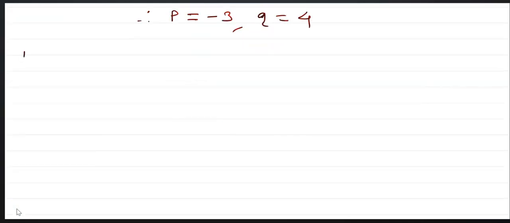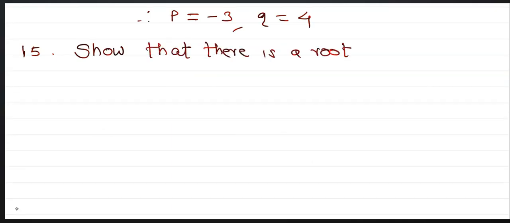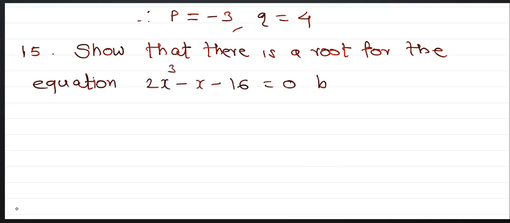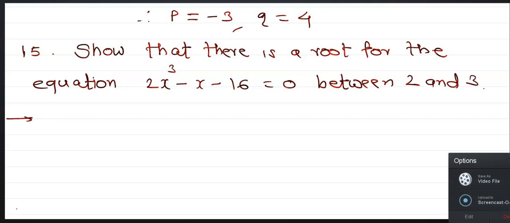These are the values. Now question number 15: Show that there is a root for the equation 2x cube minus x minus 16 equal to 0 between 2 and 3. All these are for different types of problems. These are very typical problems that you have to remember. But the solution of this problem is very easy. If we substitute x equal to 2, then you will get a minus sign. If we substitute x equal to 3, then you will get a positive sign. It means that the root of this function lies between 2 and 3.